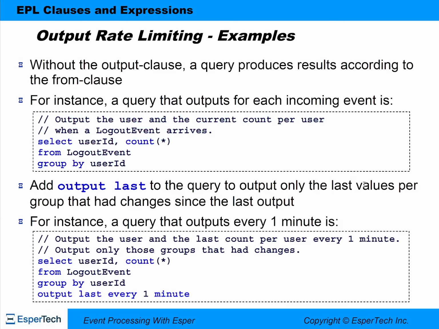Add output last to the query to output only the last values per group that it changes since the last output. For instance, a query that outputs every 1 minute is as follows. This query outputs the user and the last count per user every 1 minute. It outputs only those groups that it changes. Select userId, count(*) from LogoutEvent group by userId output last every 1 minute.